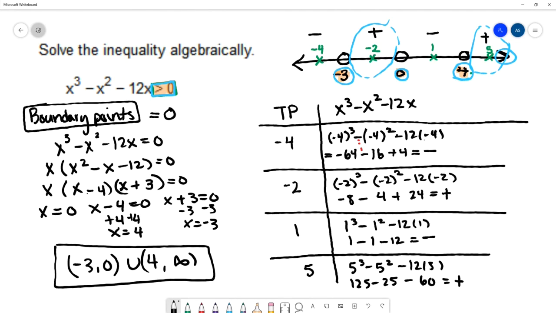All the numbers from -3 to 0, excluding the endpoints, and all the numbers from 4 to infinity, excluding the endpoints, will make this expression greater than 0.